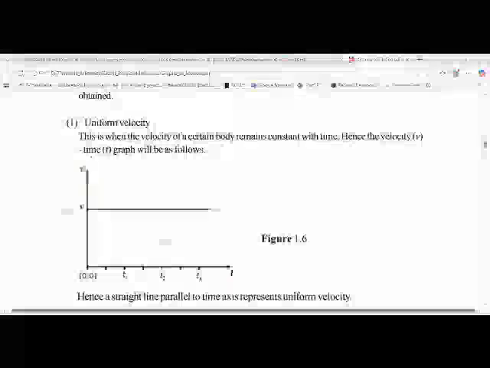Then what is represented in this graph? It is uniform velocity. Okay. If it is parallel to the x-axis, it represents uniform velocity.